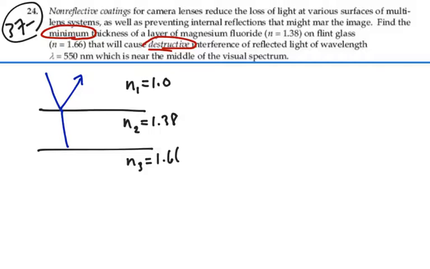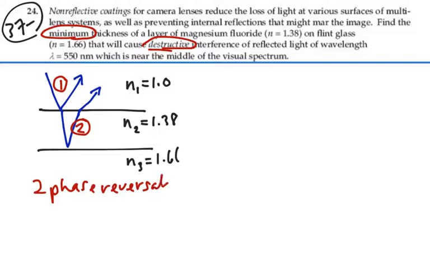Upon this first interface, the reflection is going to have a phase reversal because we're going from a lower index to a higher index. So there will be one phase reversal there. And upon the second interface between the magnesium fluoride and the flint glass, there will be another phase reversal because we're going from a lower index to a higher index there as well. So we're going to have two phase reversals due to the reflections off these interfaces.